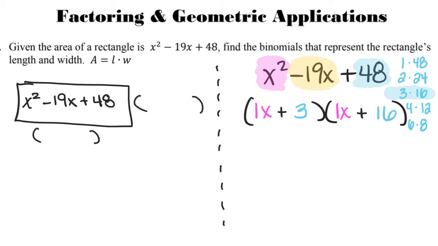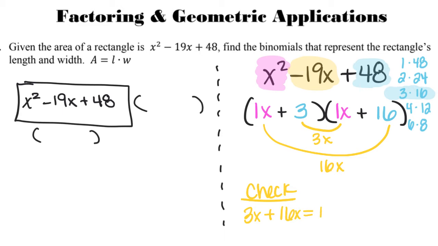So I can pencil in the 3 and 16. And then remember to check, we're going to multiply the inside products. So 3 times 1x is 3x. Multiply the outside products. 1x times 16 is 16x. And our check tells me to add those like terms, which would give us a 19x. Now wait a minute, we wanted to add up to negative 19x. So we're super close, right? We have positive 19x. We want to add to negative 19x. So that means that we've got the right factors. We just need to include the negative.